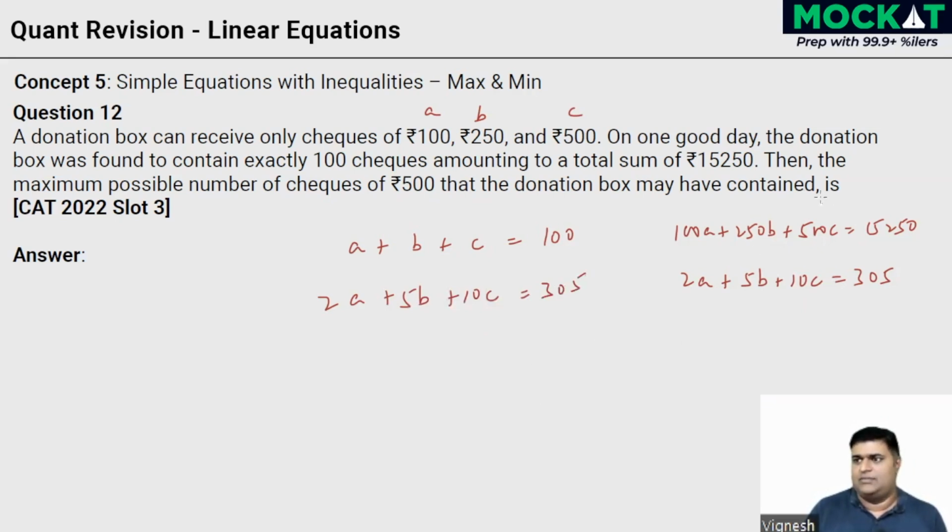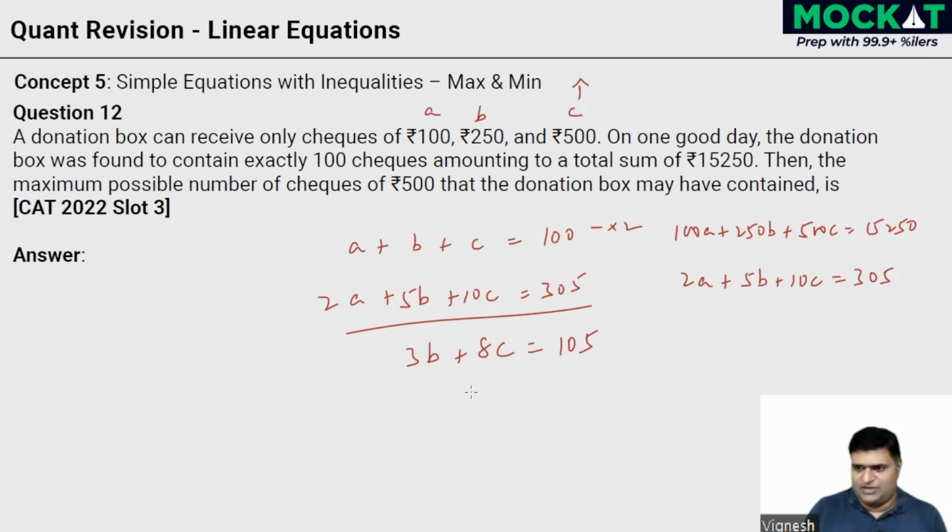Now what is asked? The maximum possible number of checks of 500 rupees, which is C, has to be maximized. I have to maximize C. So I have to get rid of one of the variables, right? The easiest and quickest I can get rid of is going to be A, right? So this into 2, bottom minus top, 2A minus 2A is 0, 5B minus 2B is 3B, 10C minus 2C is 8C equals 305 minus 200 is going to be 105, right? So this is what we get over here.